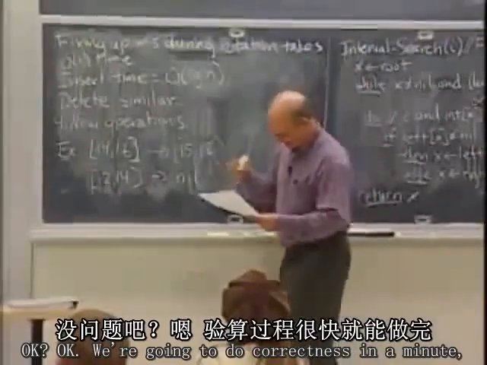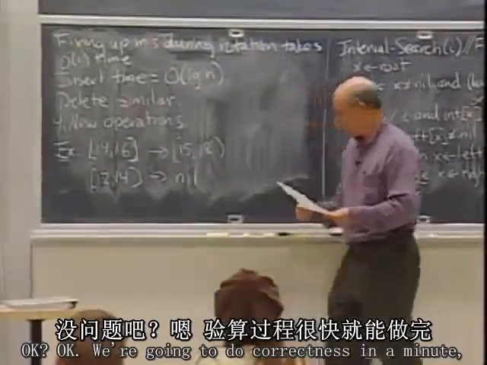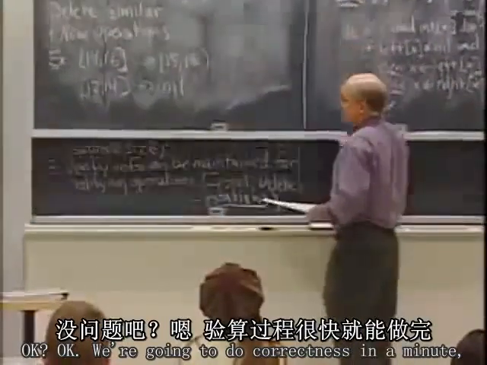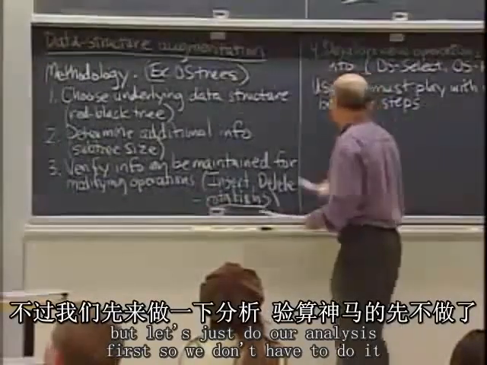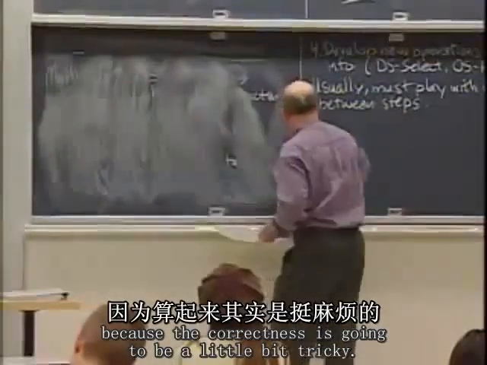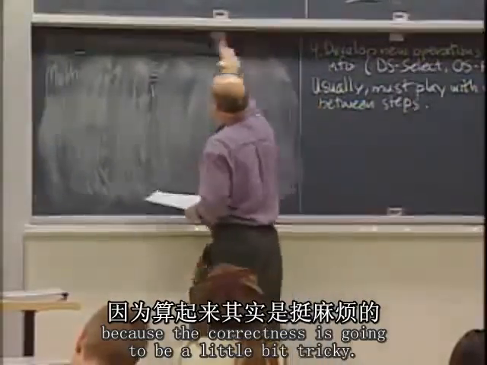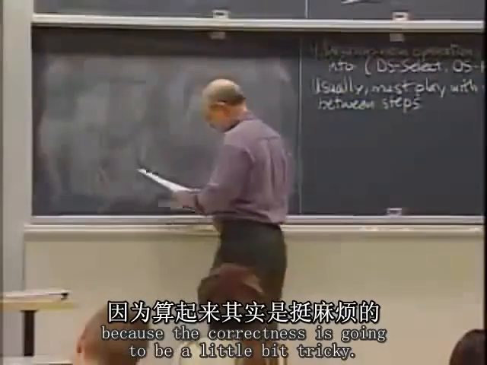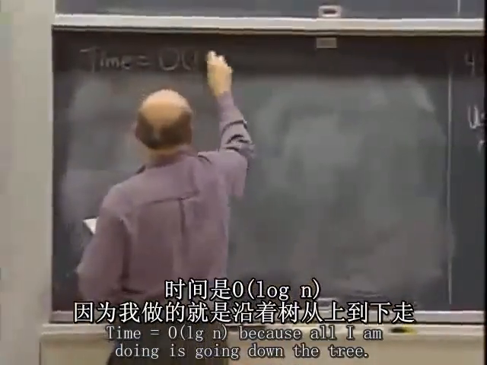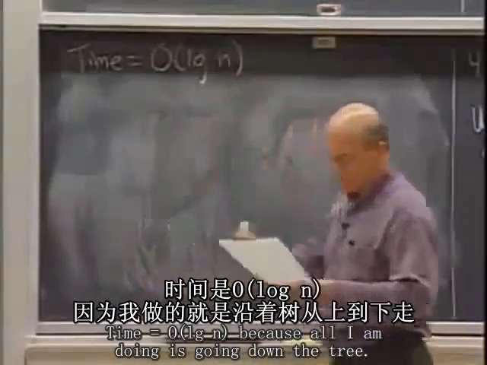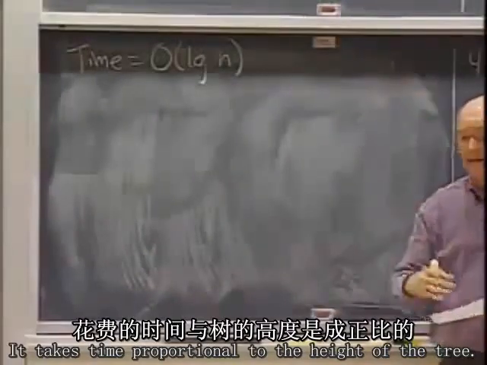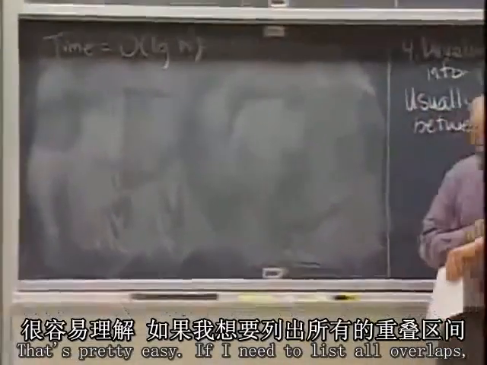So therefore, it always works. We're going to do correctness in a minute, but let's do our analysis first, because the correctness is going to be a little bit tricky. The time is order log n, because all I'm doing is going down the tree. So it takes time proportional to the height of the tree. That's pretty easy.